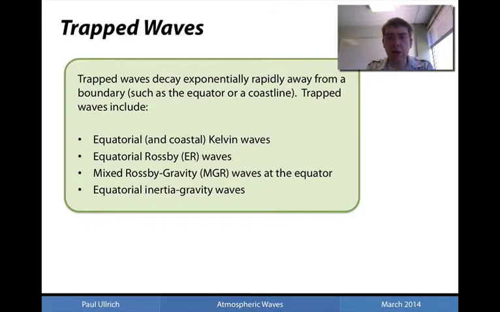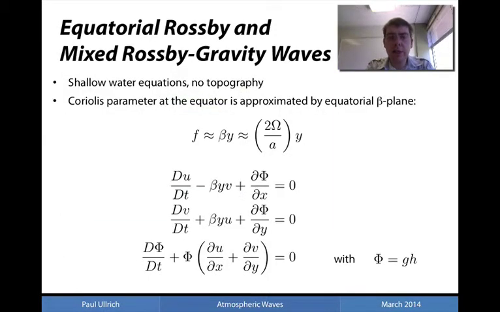Trapped waves include equatorial and coastal Kelvin waves, equatorial Rossby waves, mixed Rossby-gravity waves, and equatorial inertia gravity waves. This lecture will focus on the last three in the list. So let's look at the derivation for these types of waves.